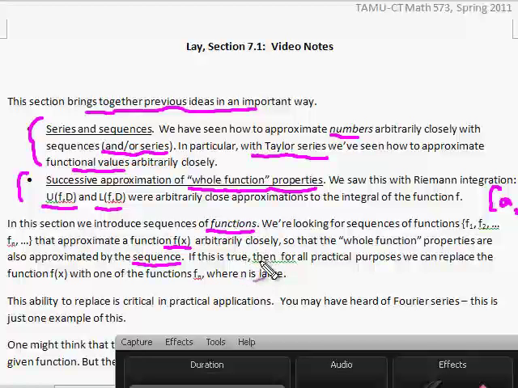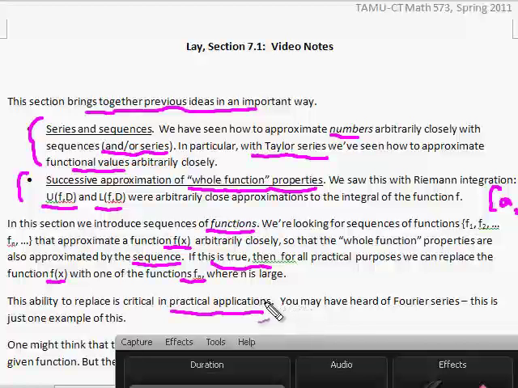Another property is continuity. We want to approximate a function in such a way that the continuity properties carry over from the functions in the sequence to the limiting function. If we can do this successfully, then for all practical purposes, we can replace the function f of x, the limit function, with one of the functions fn where n is large. And this is what you actually do in practical applications. When you compute functions with a computer, for instance cosine or sine or some other function, you don't have that exact function. What you have is essentially a sequence of functions that can be made arbitrarily close to that function.